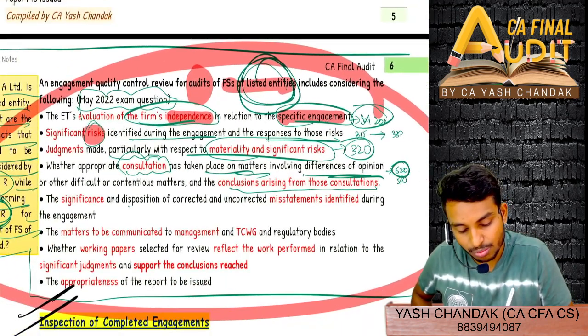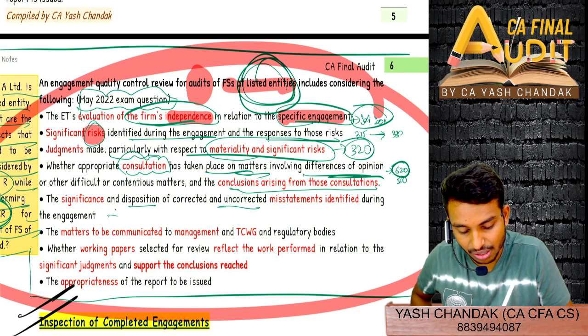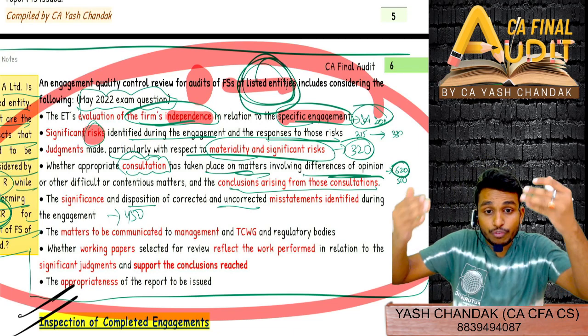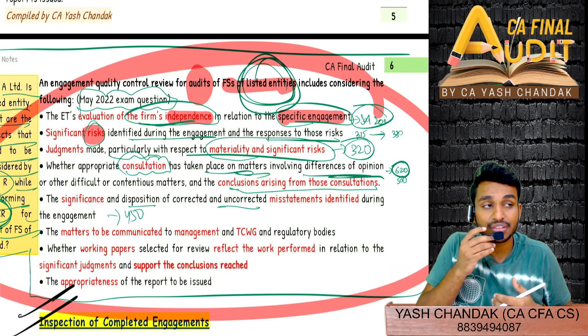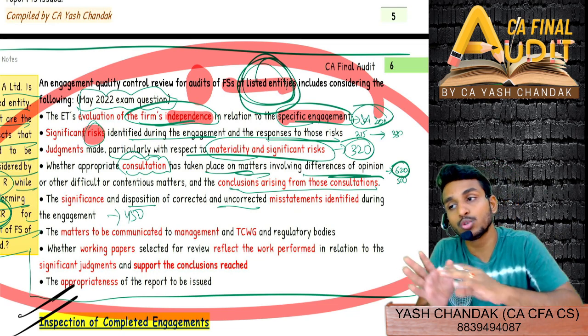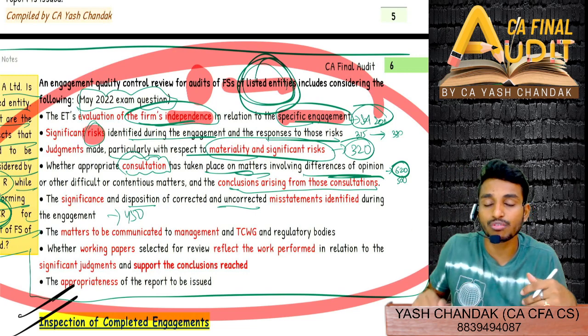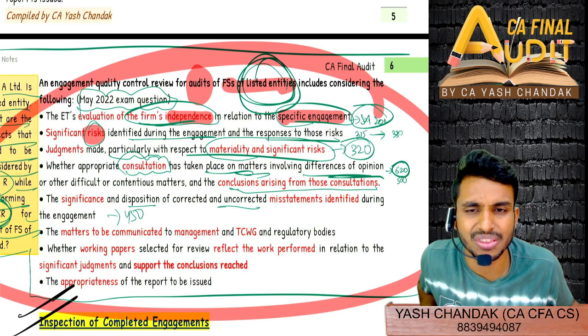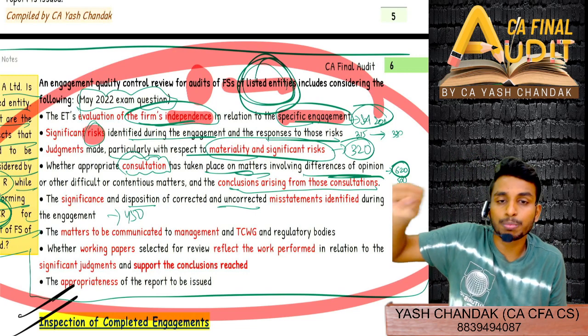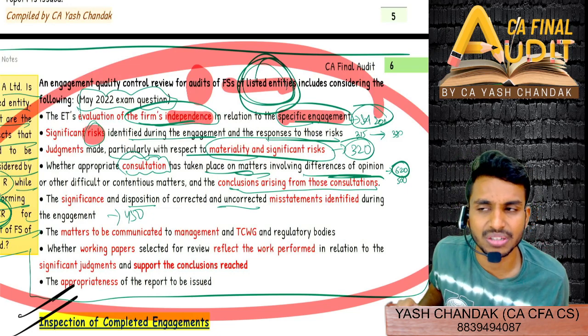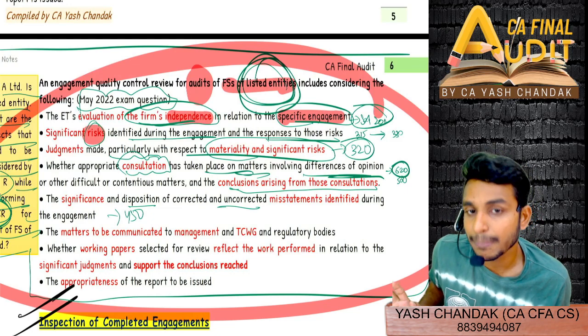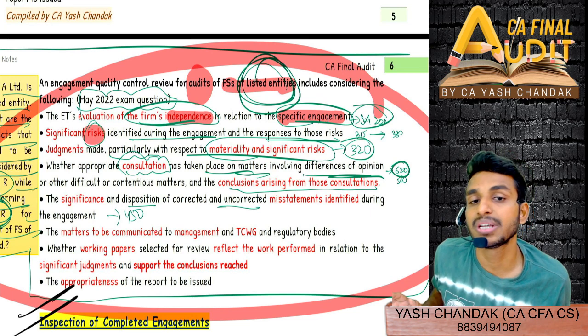And then significance and disposition of corrected and uncorrected misstatements, this is SA 450. If at all you find certain misstatements in your financial statements, you will first tell management and TCWG to rectify that misstatement. If management is not rectifying that misstatement, they will tell us that those are not material, those are immaterial. So then we can either obtain a written confirmation from the management that the misstatements that we are pointing out are immaterial according to them, or we can simply assess whether the misstatement is material or not.